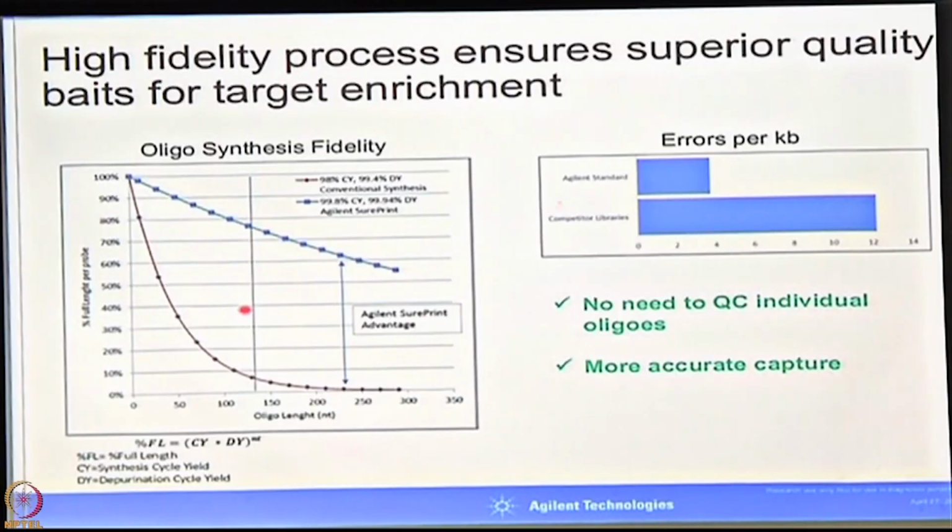If you look at the error rate in the bases of the probes, it is very low in Agilent, like 1 or 2 errors in 1 kb. But others have lots. So we have high-fidelity probes, which are biotinylated. It is used for making the libraries.